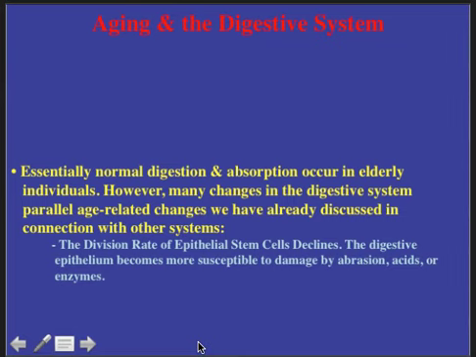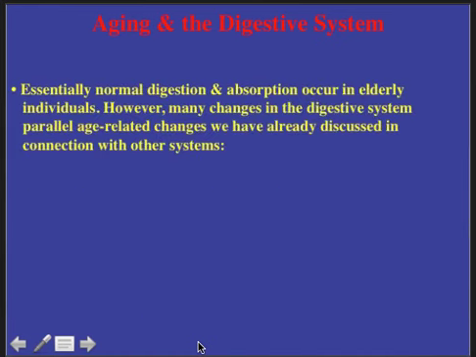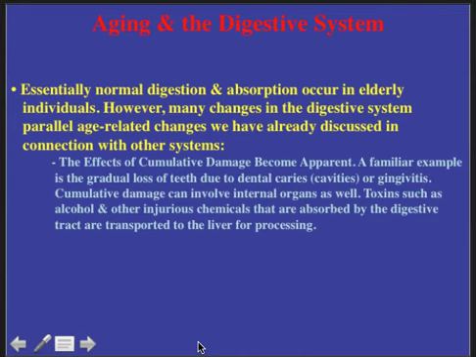The rate of epithelial cell division slows down as we age. The digestive epithelium becomes more susceptible to damage by abrasion, acids, and enzymes. Smooth muscle tone drops. The general motility decreases, and peristaltic contractions are weaker as a result of a decrease in smooth muscle tone. What else happens? Cumulative damage becomes more apparent.